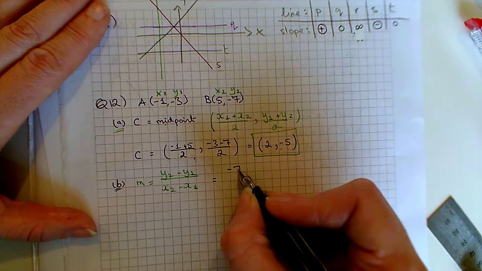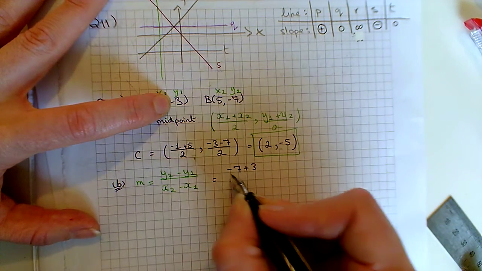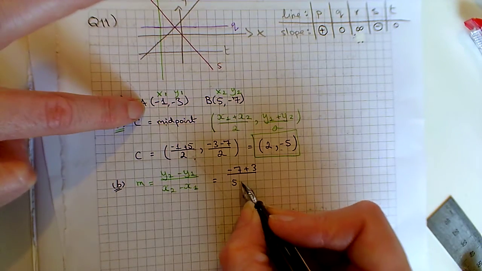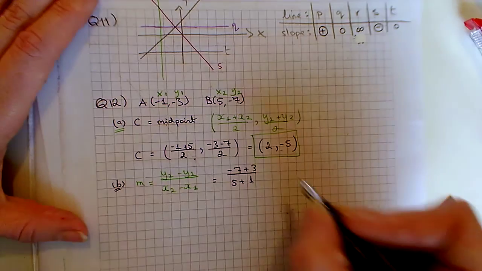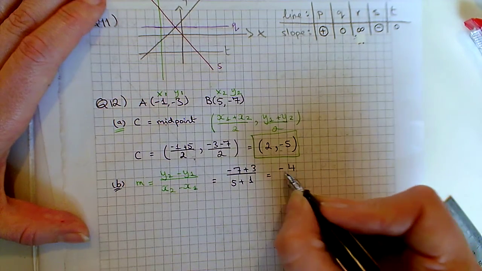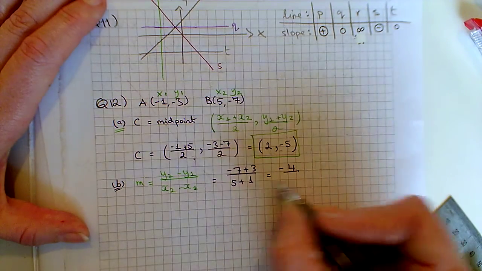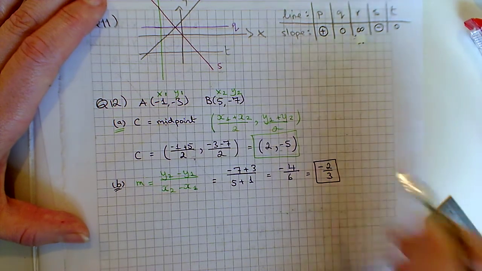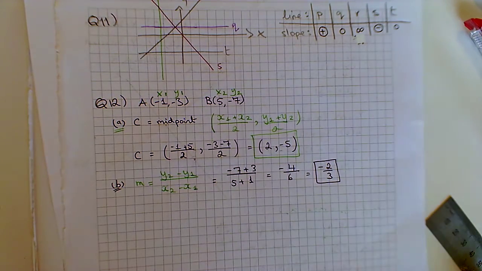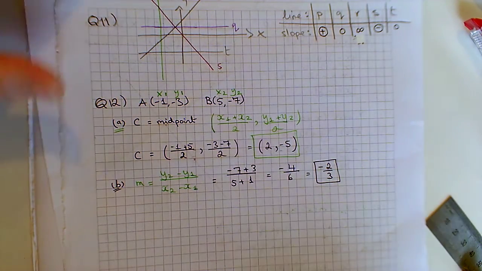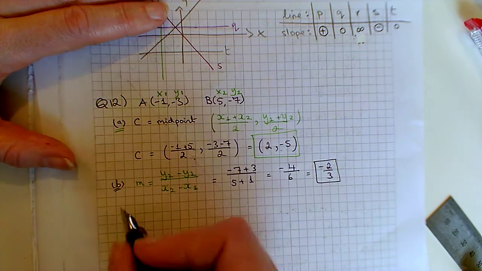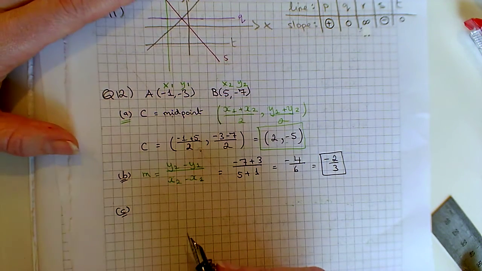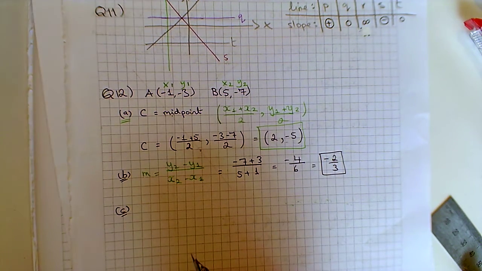So I have -7 take away a negative gives me plus. And here I've got 5 take away a negative gives me plus. So be careful with your signs here with questions like this. Giving me -4 over 6, which simplifies to -2/3. And you would be expected to simplify that to a fraction in its simplest form. There's the slope.